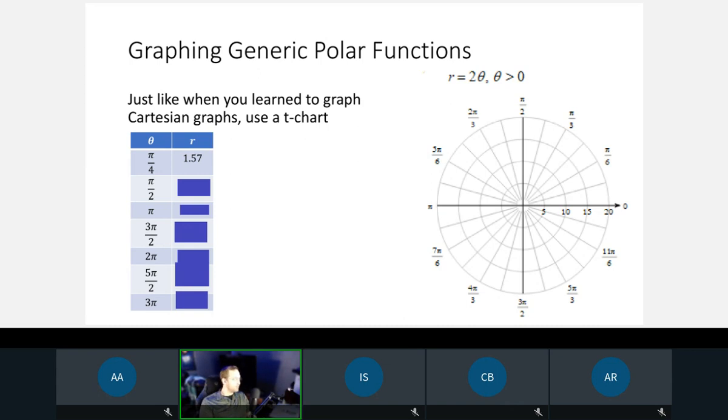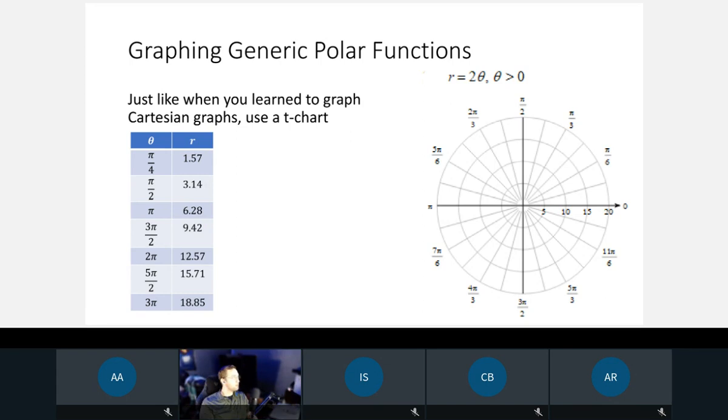All right, when you type in pi over 2, what do you get? Remember, the equation is r equals 2 theta, so you're plugging into theta. 3.14. Okay. Yeah, and so you get the idea. You just keep plugging those in, right? And we get this.